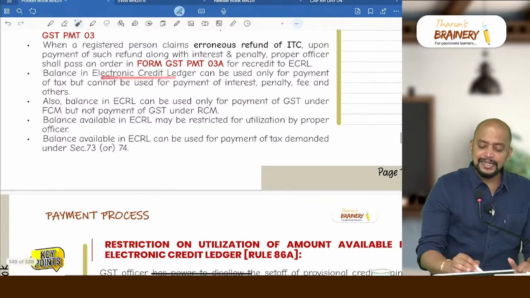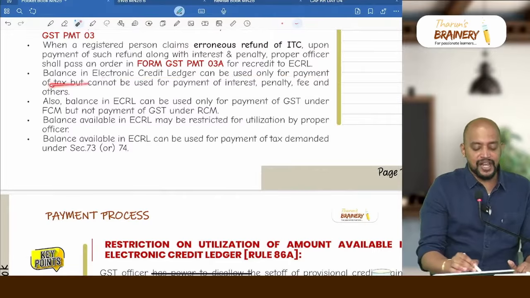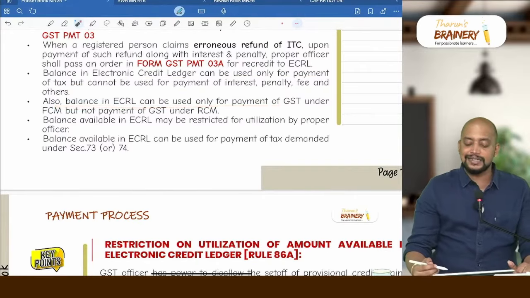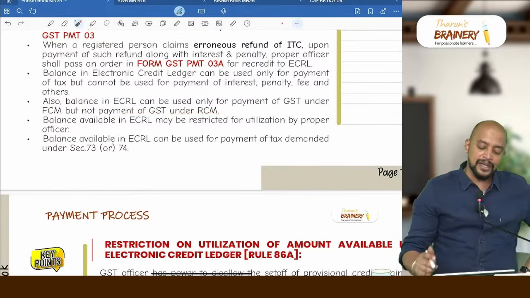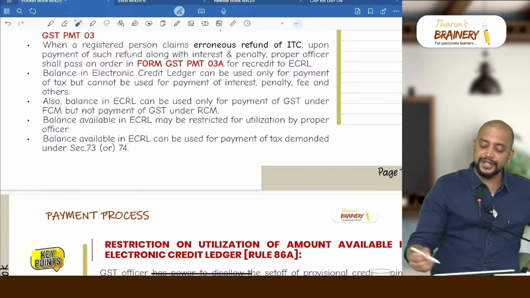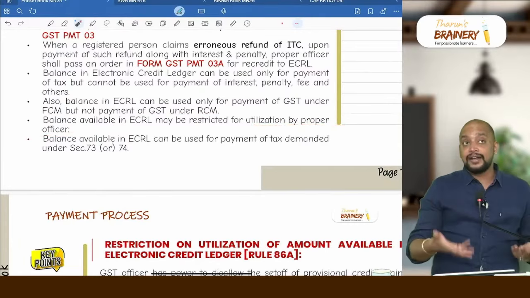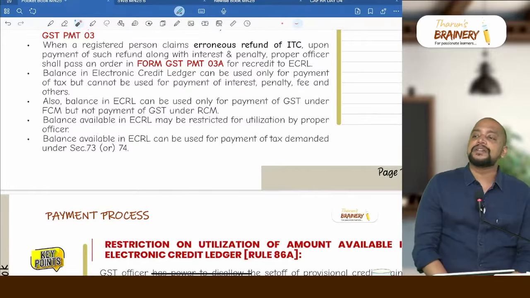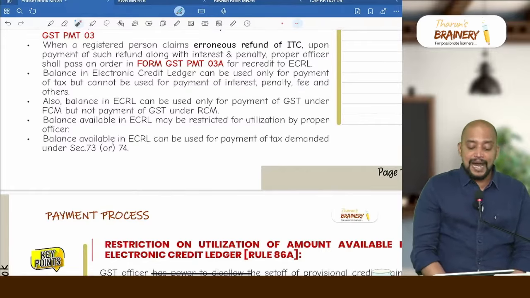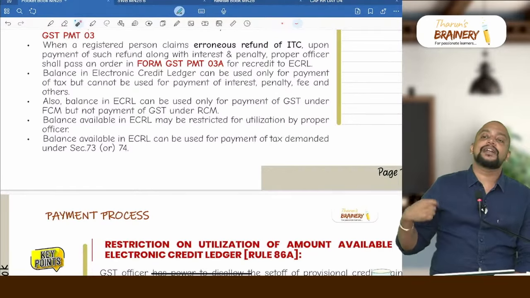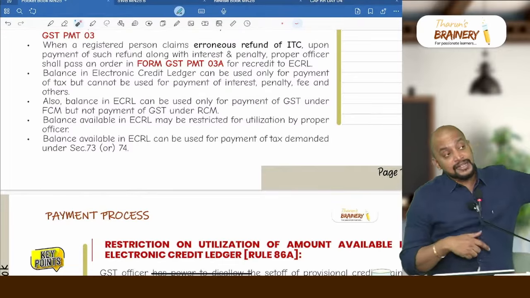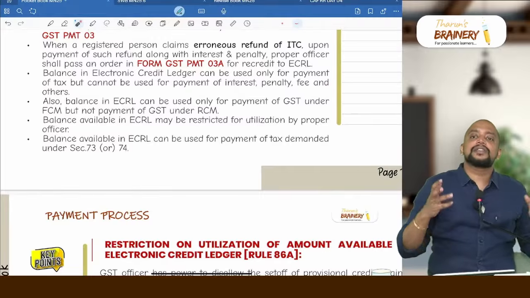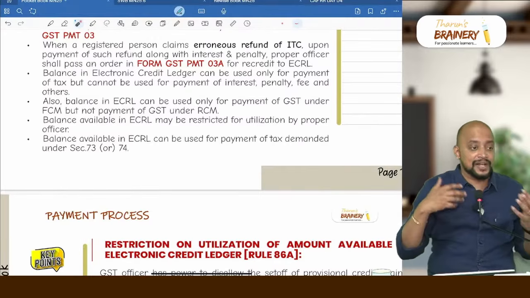Then, balance in the credit ledger can be used only for payment of tax but cannot be used for others. Also, balance in the credit ledger can be used only for payment of GST under FCM but not for payment of GST under RCM. Balance available in the credit ledger may be restricted for utilization by the proper officer. That is, already I took the credit in my credit ledger, then also that may be restricted by the proper officer. Then last, balance available in the credit ledger can be used for payment of tax demanded under 73-74. So whenever I have evaded the tax, they give an order in 73-74, and I am paying the arrears of tax. For payment of arrears of tax, can I use the balance in the credit ledger? Yes. So the arrears of tax can be paid using the credit ledger as well as the cash ledger.